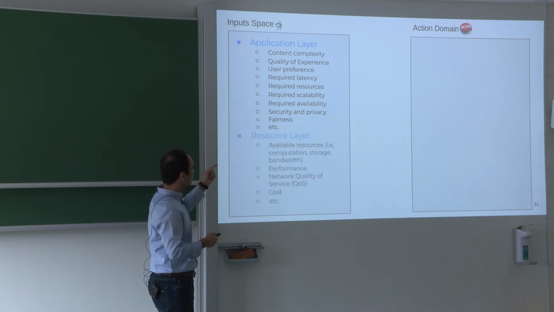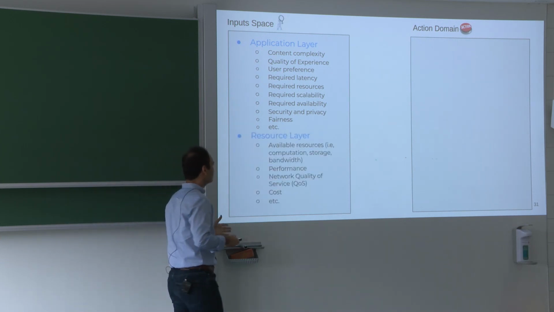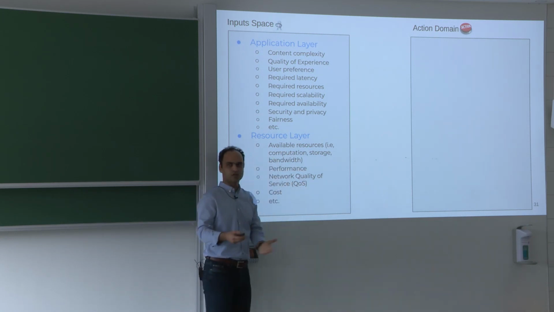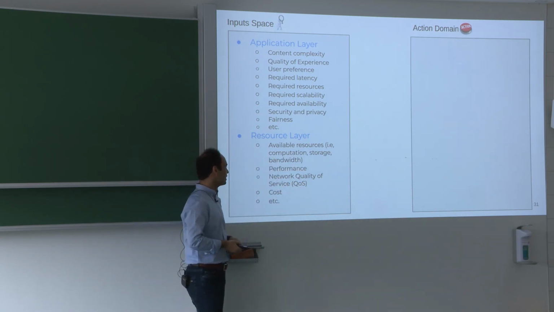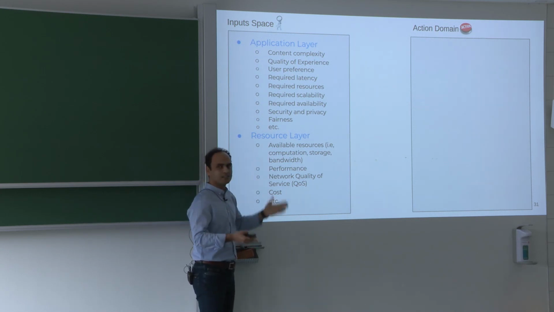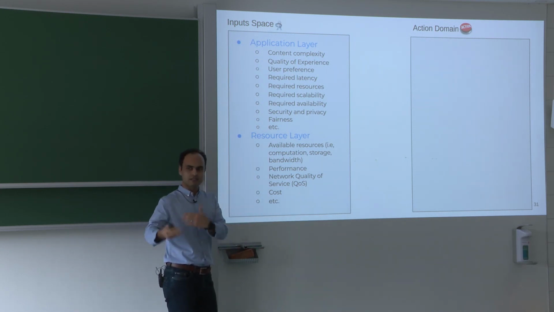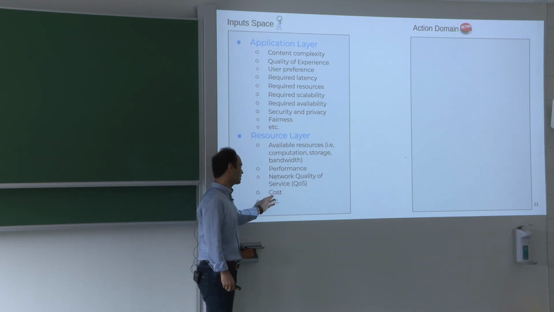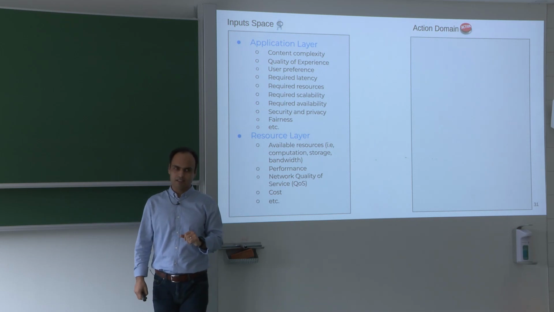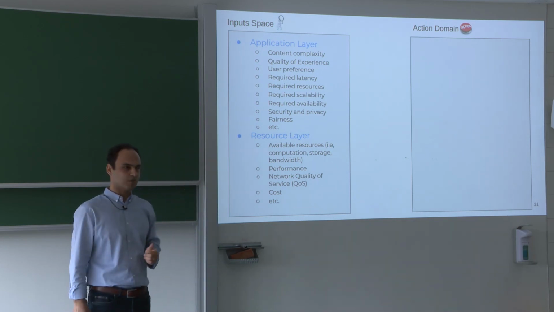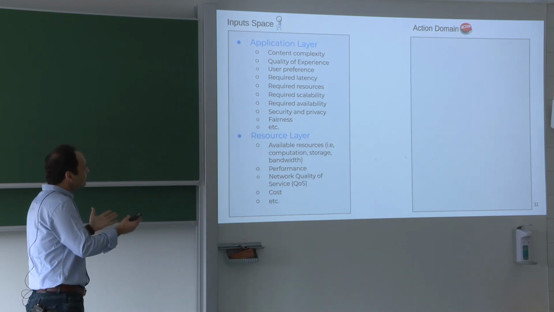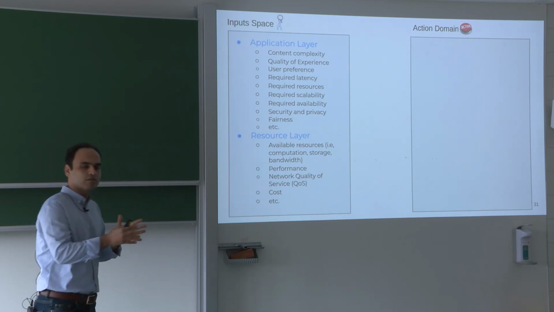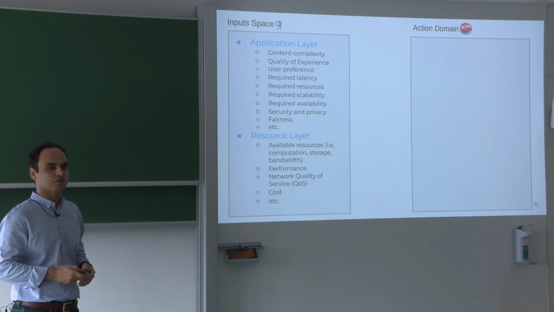And also for the resource layer, we have some parameters. Available resources, for example, computation, storage, and bandwidth that we have. The performance that the network already has for serving streaming, and the network quality of service and cost that we need to pay for our live streaming. These are all parameters that are very important for us to consider and take into account for proposing an approach for the live streaming.